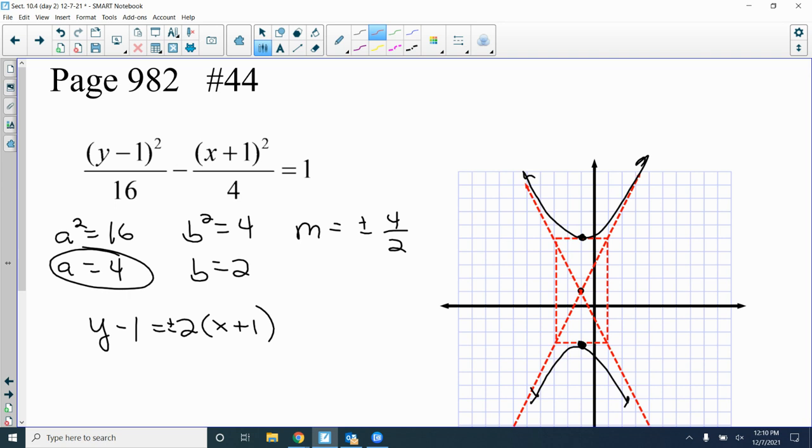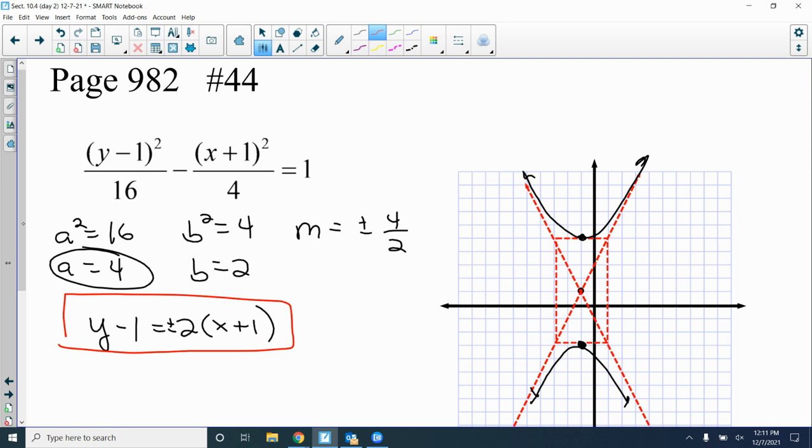The key thing here will be the equation of the asymptotes. The slope will be a over b, whatever's underneath the y over whatever's underneath the x, but it's square roots. It is 4 over 2. Go ahead and reduce that. That'll give you 2 times x plus 1. So that should be the equation of your asymptote. Both go through that point, negative 1, 1, and one has a slope of 2, one has a slope of negative 2.